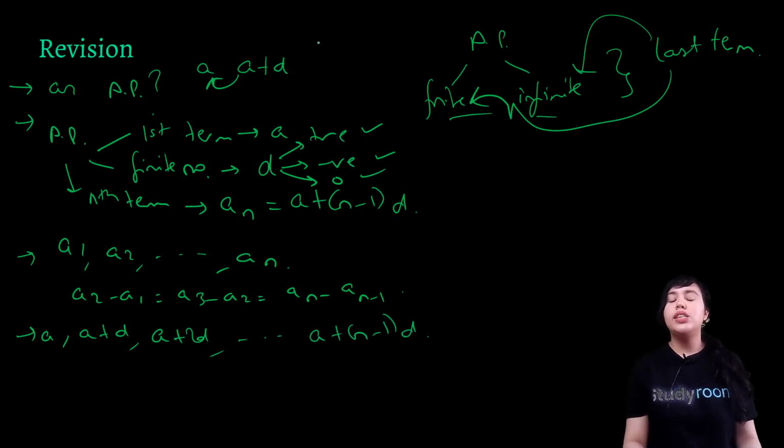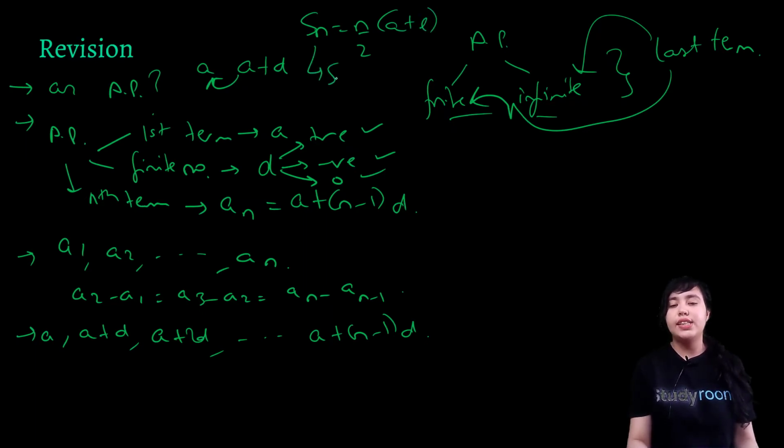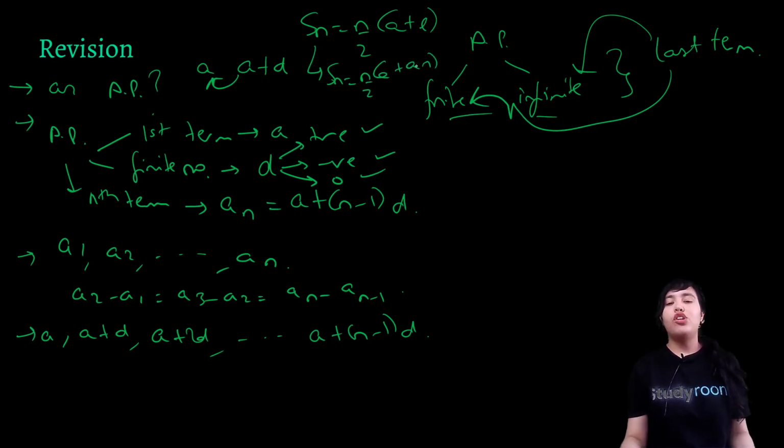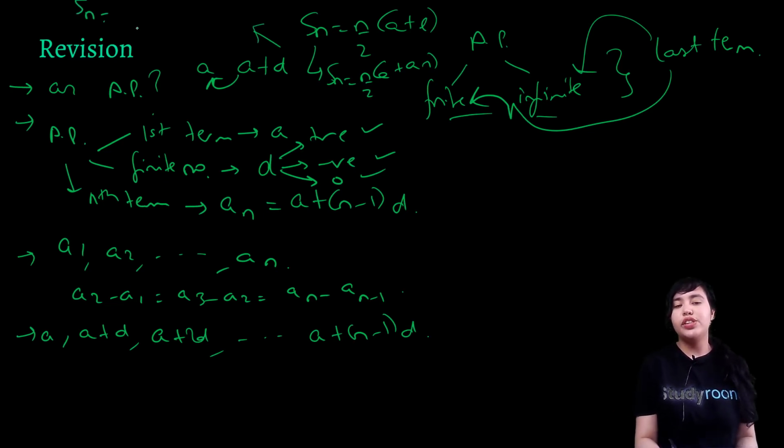Then we saw the sum of terms of an AP, the first n terms. So Sn was equal to n by 2 into (A plus l), where l is the last term. If there are n terms, the last term would be An. So I can also write this as Sn equal to n by 2 into (A plus An). And what was the expanded version of this formula? In case you don't know what the last term is, then how do you solve it? Which formula do we use? We use n by 2 into (2A plus (n minus 1) into D).